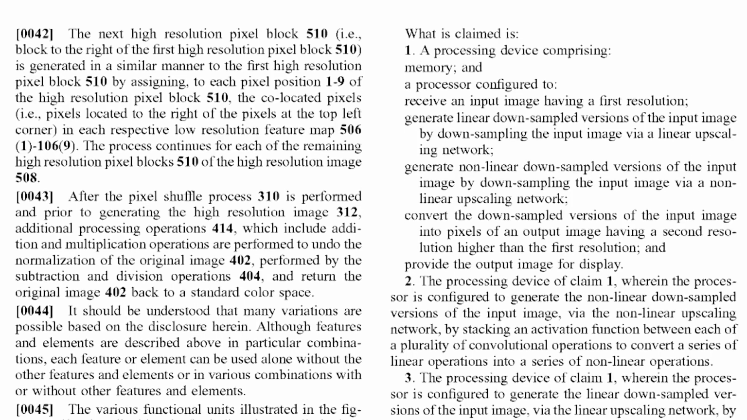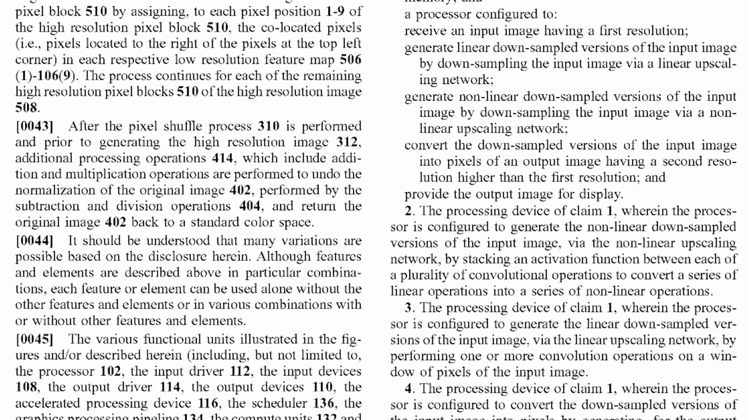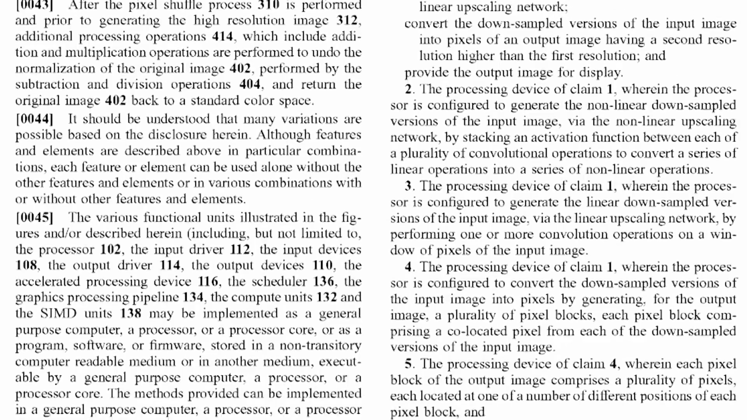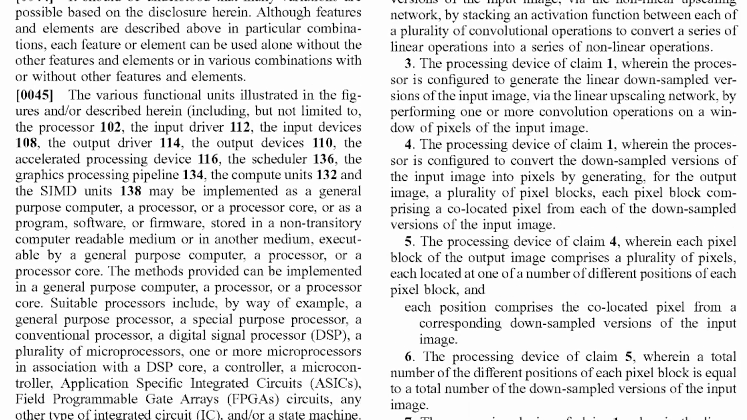The method includes receiving an input image, having a first resolution, generating linear downsampled versions of the input image by downsampling of the input image via a linear upscaling network, and generating non-linear downsampled versions of the input image by downsampling the input image via non-linear upscaling network.